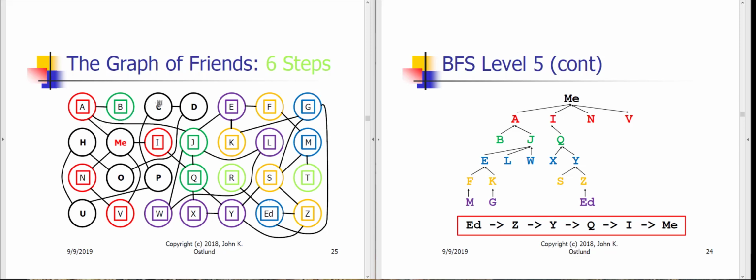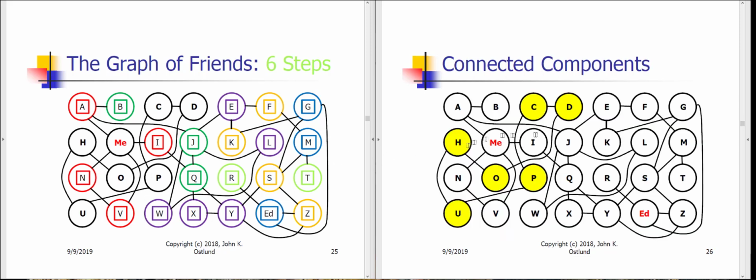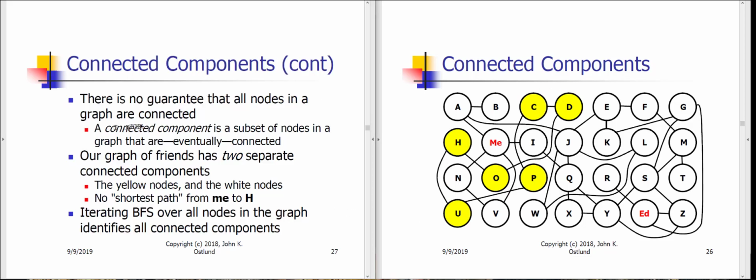You'll notice that there are 6 nodes, C, D, H, O, P, and U, that we never visited starting from me. All right, and I've highlighted those here on slide 26 in yellow. It turns out that these are connected to each other, but not to the network that contains me and Ed. Okay, so C is connected to D, is connected to O, is connected to H, U, P. They make up a separate so-called connected component within this graph. A connected component in a graph is simply a subset of nodes that are eventually connected to each other through some sequence of steps. And it turns out that this particular graph has 2 connected components.